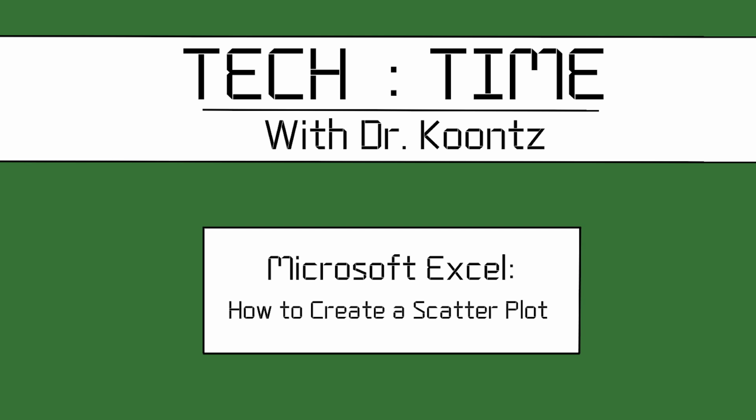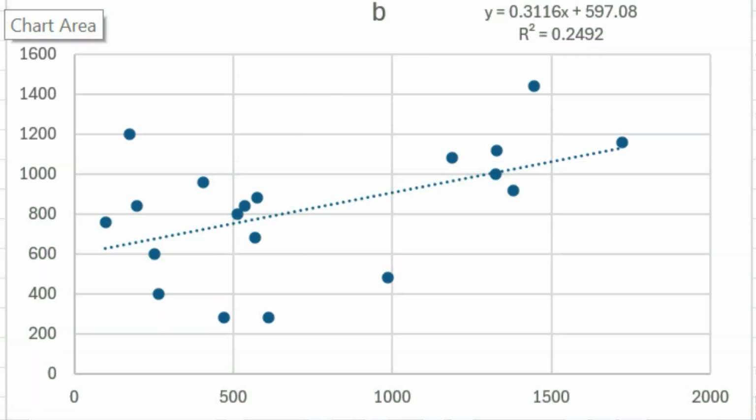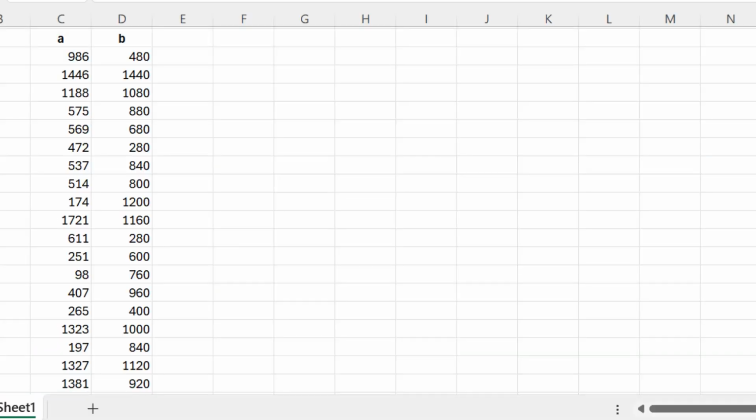This is Dr. Koontz. In this video, we will build a scatter plot in Excel and then add the trend line and the line's equation.